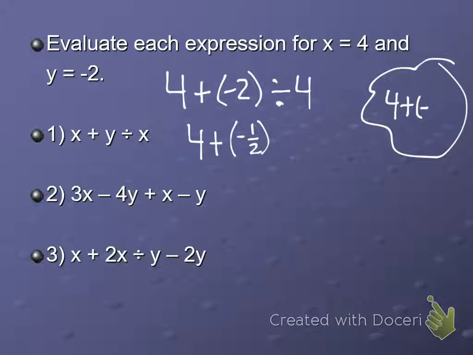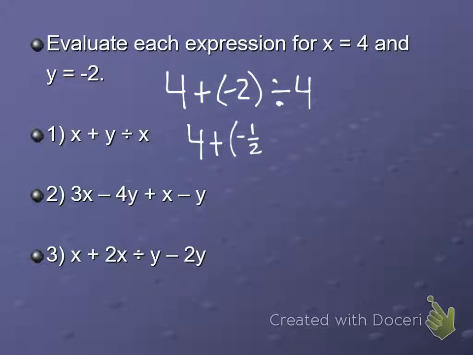Okay. Either way we do it, what do we end up with? Good. Positive 3.5, that's the same as 3.5. Again, I'm not going to be terribly picky about how you write your answers. You could also write it as 7/2. That's the same thing also. If I'm going to be picky about how you write your answers, I'll let you know. Okay. Questions on number 1?